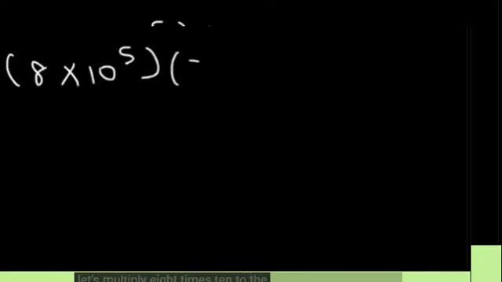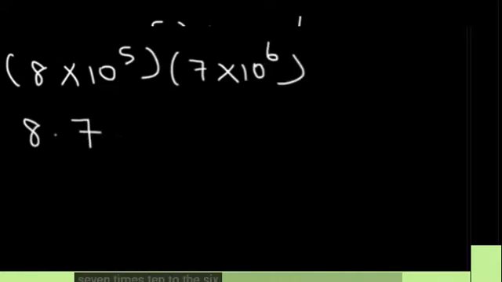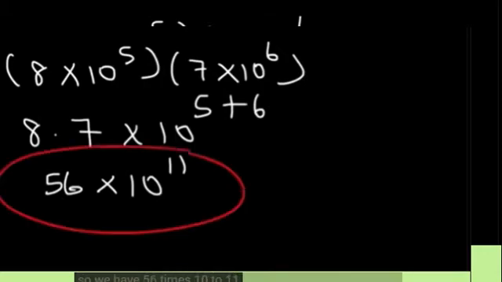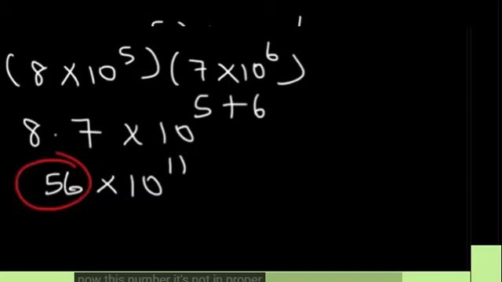Now let's try some harder examples. Let's multiply 8 times 10 to the 5th by 7 times 10 to the 6th. First we need to multiply 8 by 7, and just as before we need to add the exponents, 5 plus 6. 8 times 7 is 56, and 5 plus 6 is 11. So we have 56 times 10 to the 11th. Now this number is not in proper scientific notation. We need this number to be more than 1 but less than 10.